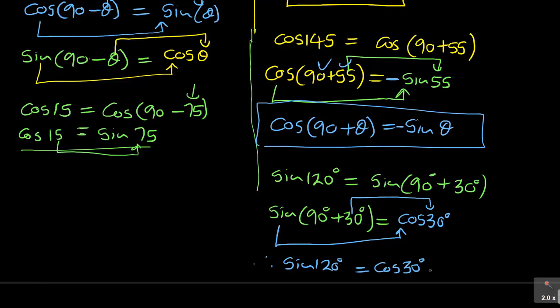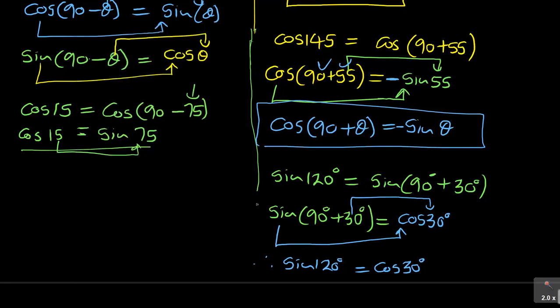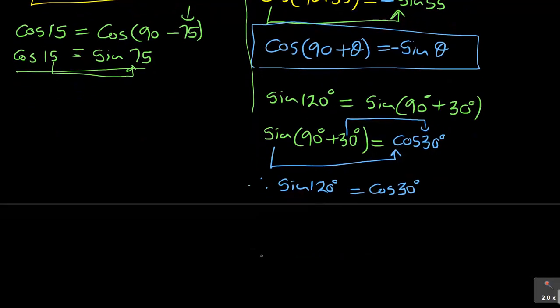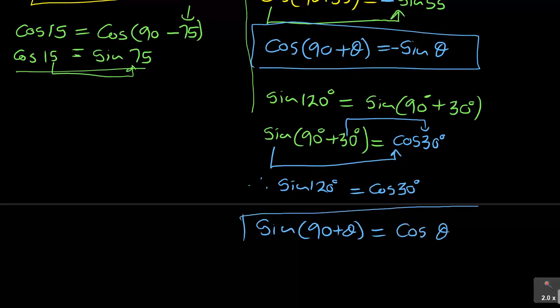So just check it with the calculator. Sine 120 degrees is equal to root 3 over 2. Cos 30 is equal to root 3 over 2. I think you can see that the reduction rules are working in simplifying this. Therefore, we can also conclude another reduction rule: sine of 90 plus theta is equal to, from sine we go to cos theta. I hope you see that.